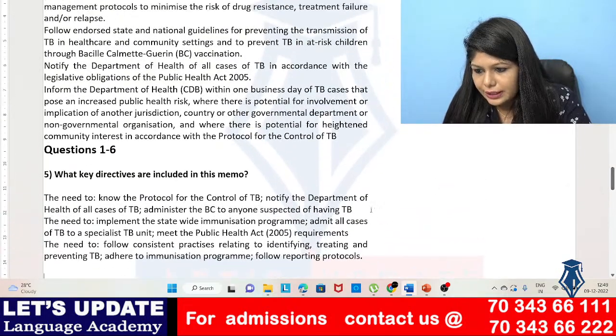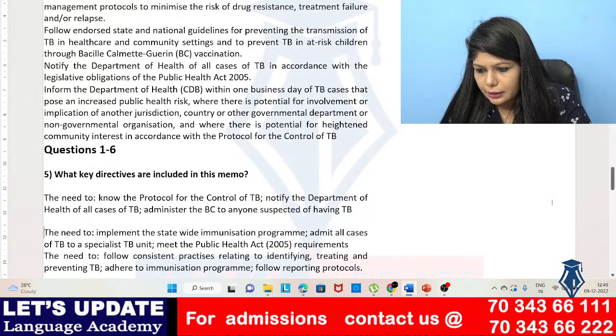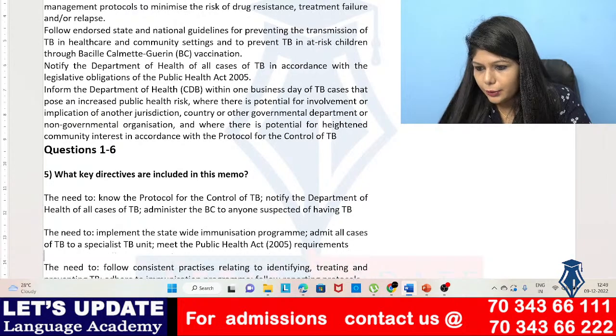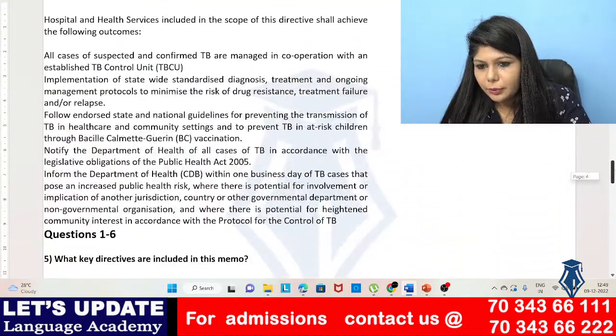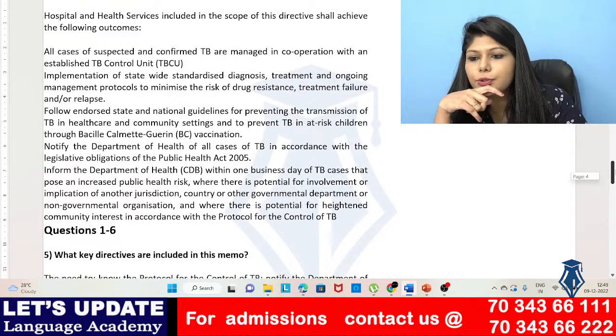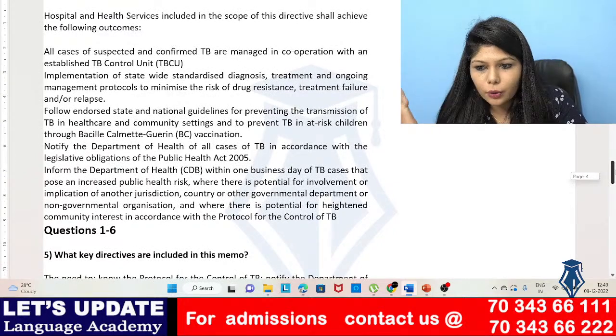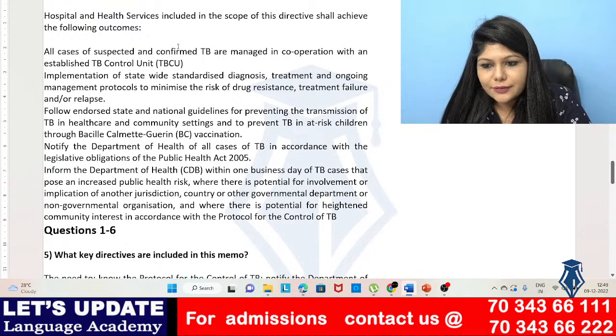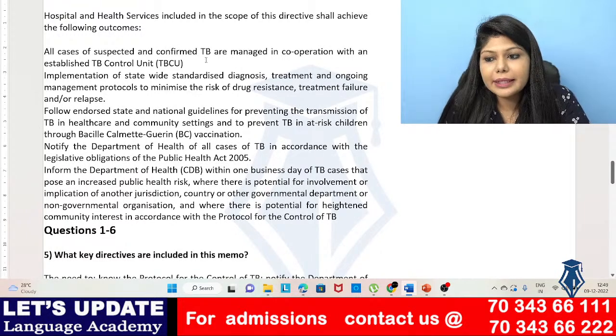So these are the three options, and let's quickly go through the memo. What is the memo about? Hospital and health services included in the scope of this directive shall achieve the following outcomes. And what are the outcomes? All cases of suspected and confirmed TB are managed in cooperation with an established TB control unit.